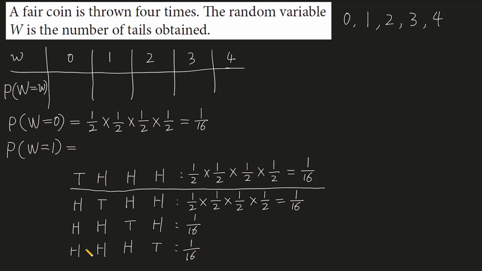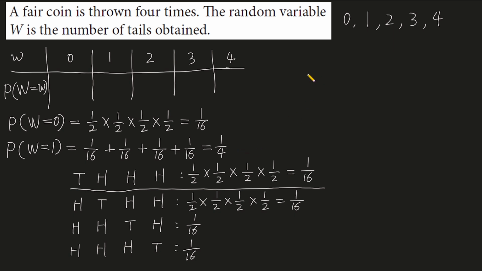So all the 4 situations belong to the probability that the random variable equals 1. So we should add the probability of the four situations together. So that is 1 over 16 plus 1 over 16 plus 1 over 16 plus 1 over 16. This equals 1 over 4. So the probability that the random variable equals 1 is 1 over 4.